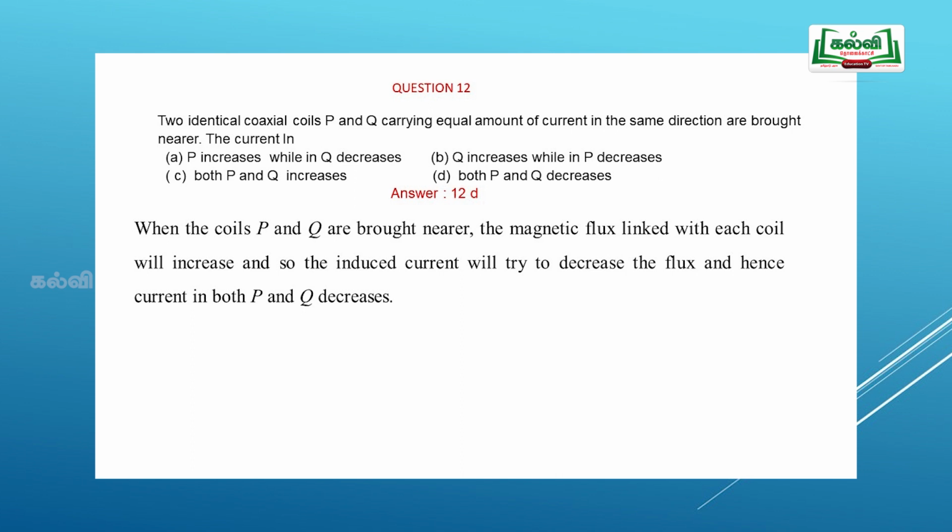And what will Lenz law do? It will oppose the cause. It will not allow the flux to increase. So it will induce a current in the opposite direction in this as well as in this. So the induced current will be opposite to the direction of the current that is flowing. So what will happen to the current in both? In both the current must be reducing, right? So obviously, in both P and Q, the current will decrease. Two identical coaxial coils P and Q carrying equal amount of current in the same direction are brought nearer. The current in both P and Q decreases.